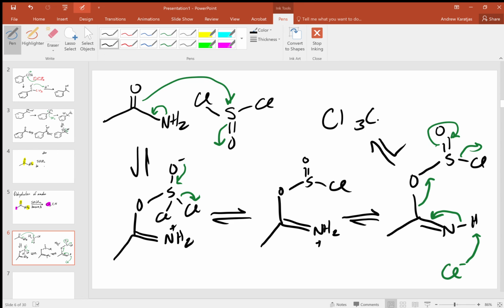And this reaction can be done with any variety of R groups on that initial amide to allow us to make a wide variety of different types of nitriles.